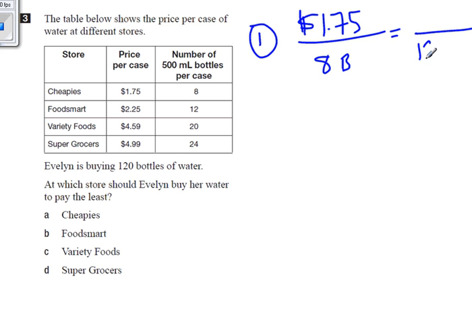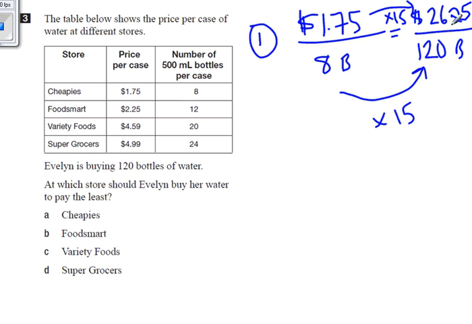So Evelyn buys at store number 1. The problem is I need to know how many packages she would have to buy. So if one package has 8 bottles, I do division, she needs to buy 15 packs to get 120. So that means I'm going to multiply the top by 15, and that would give me a total cost of $26.25 if she shopped for all 120 bottles at this store. So you could use that method, but I like the other method as well.